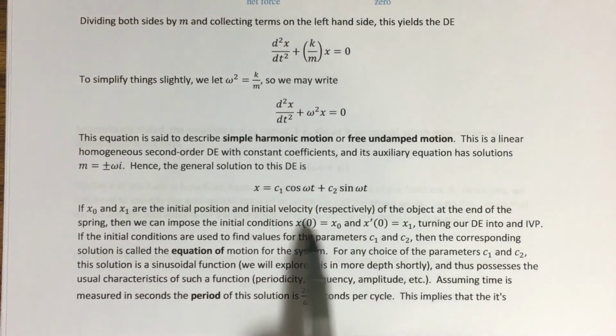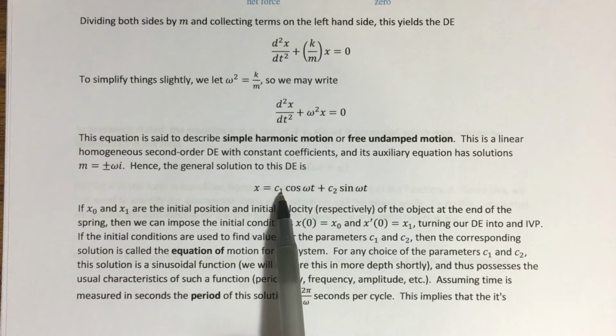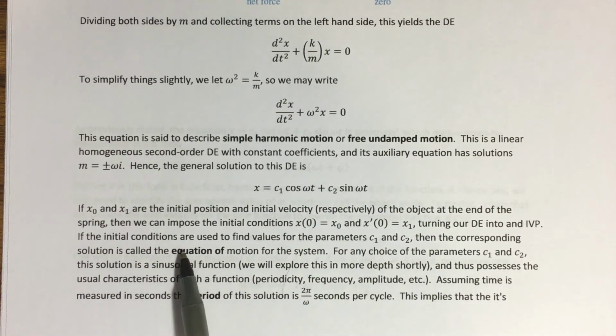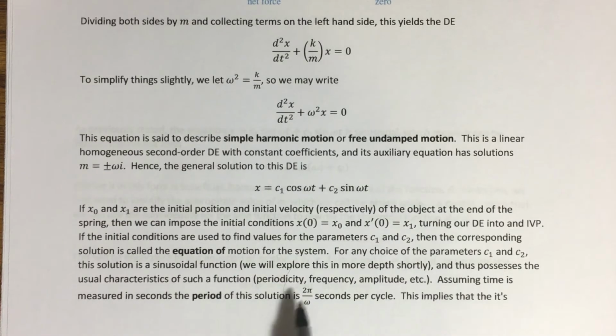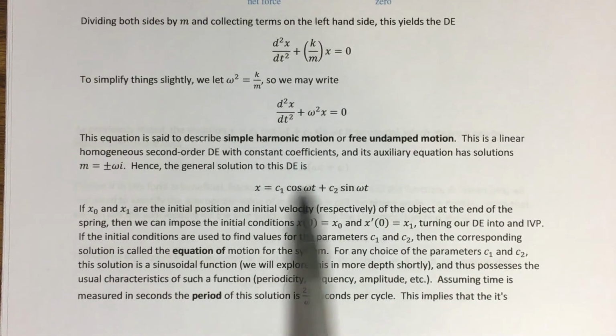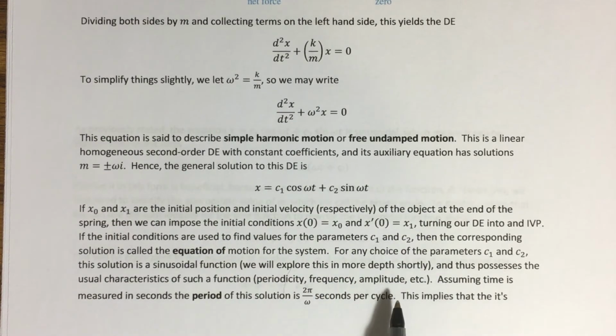Okay, so once we have evaluated those and found the actual values for these parameters, C1 and C2, and plugged them in, what we have is what's called an equation of motion. For some reason, motion was not bolded here. It was supposed to be. Equation of motion should all be bold. That's what we're calling this equation for that given system.